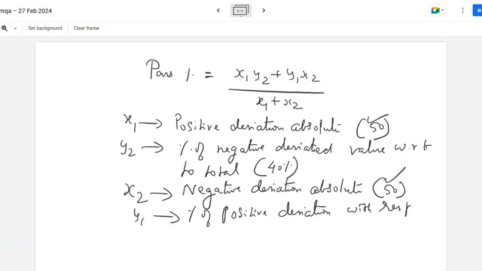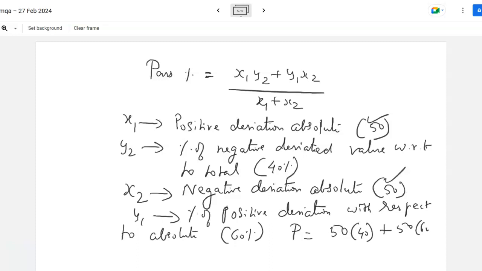With respect to absolute, which is nothing but 60%. So pass percentage P, so what are all values we need to substitute? 50 into 40 plus 50 into 60, whole divided by 50 plus 50. If you solve, you will get the same 50% as the net result.